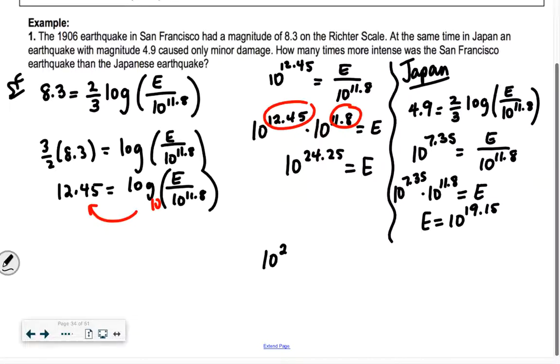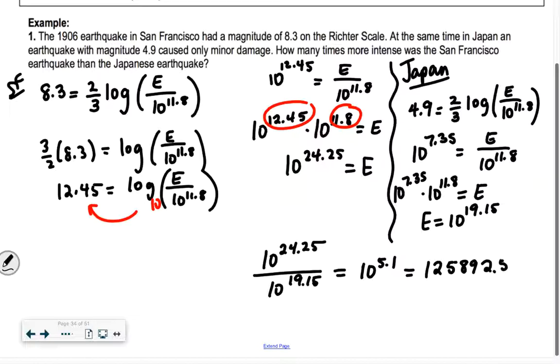You take your bigger number and you divide by the smaller number, right? You could subtract your exponents, so 24.25 minus 19.15. It ends up being 10 to the 5.1. And 10 to the 5.1 is a massive number. It is this number. So when I say how many times more powerful is it, it was 126,000 times more powerful than that other earthquake.